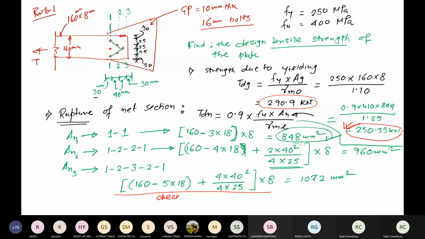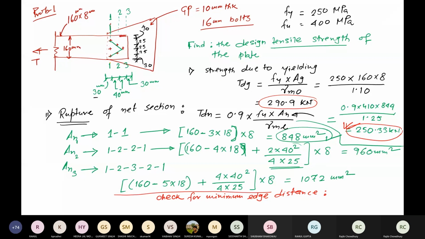One check to be there: check for minimum edge distance. This is one secondary check that you have to take into account. How much is the minimum edge distance? It is 30, which has been already provided over here.